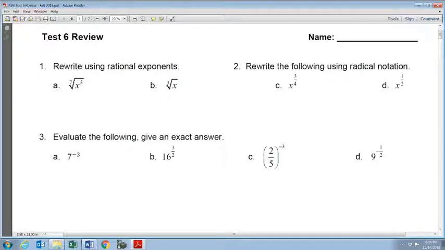In this video, I'm going to be going over the test 6 review. So let's go ahead and get started. So first of all, there's some properties of exponents that we have.